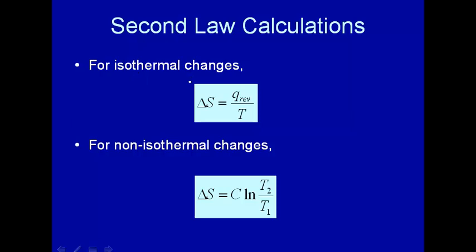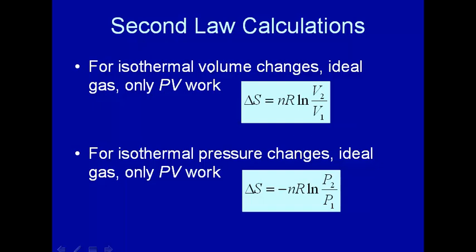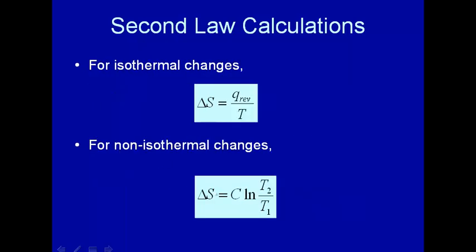For an isothermal change, we'll go back to these in just a minute, but isothermal, for non-isothermal processes, and then for isothermal volume changes, ideal gas, PV work, we have this, and the pressure changes, we have that. All right, so those are the four basic equations we're going to use to do some calculations with the second law of thermodynamics. Now, let's talk in more detail about this.